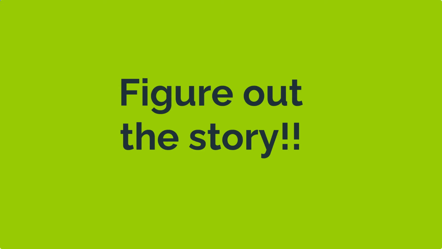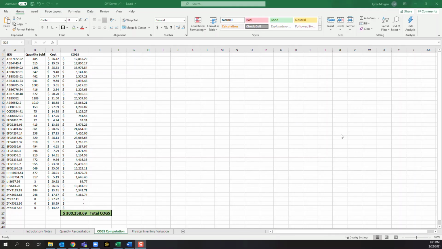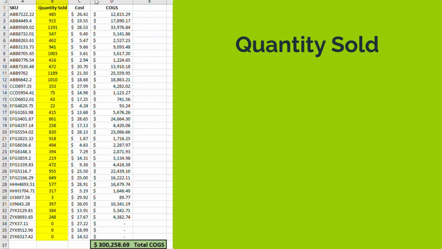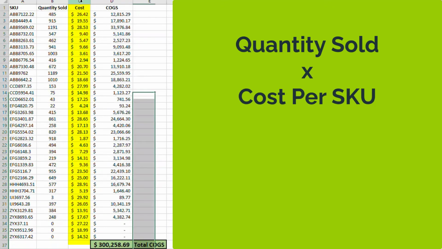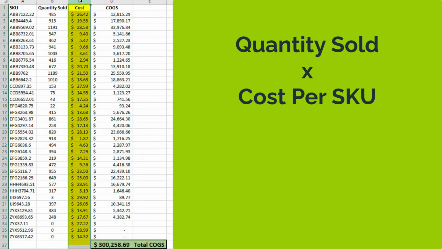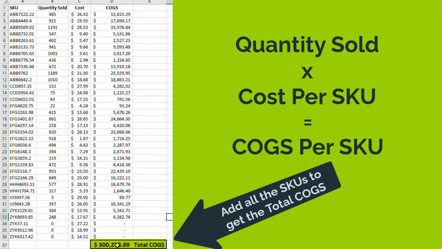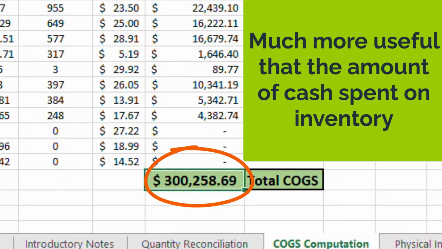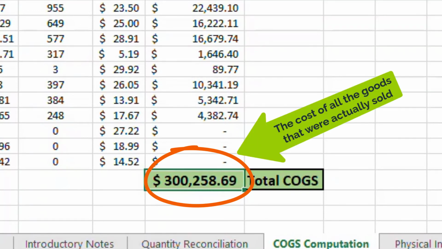What happened here? So once you've done that gut check on your quantity sold, finding the COGS number itself is pretty straightforward. You're going to take that quantity sold that you identified back here on your quantity reconciliation. You're going to multiply it by the cost per SKU. Remember, we're assuming you already know that value here. You're going to multiply them together, add it all up, and you should end up with this total cost of goods sold value. So this number is much more useful than the amount of cash that you spent on inventory during the period. This number is exactly what it sounds like. It is the cost of all the goods that were actually sold for the period.